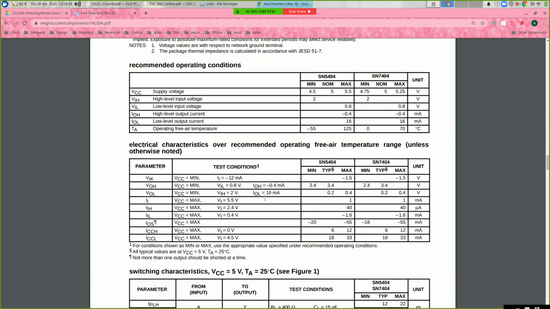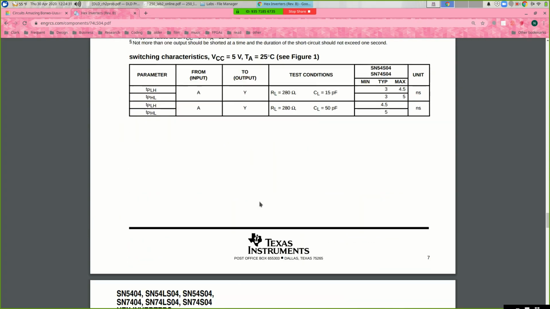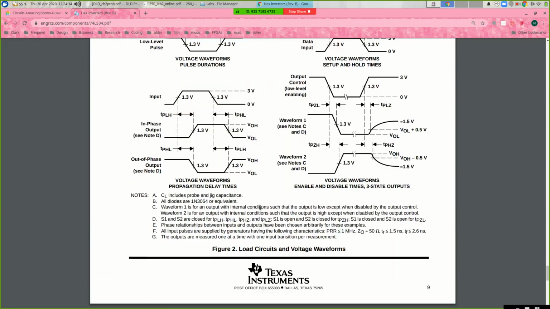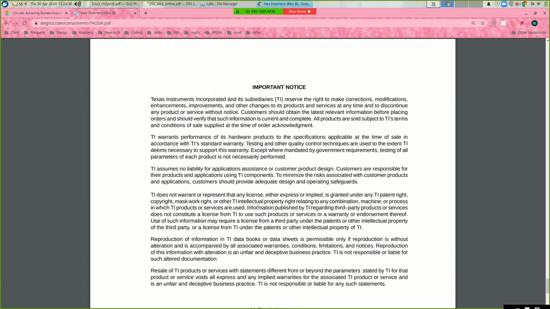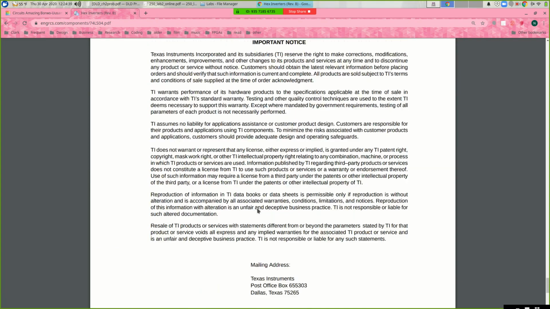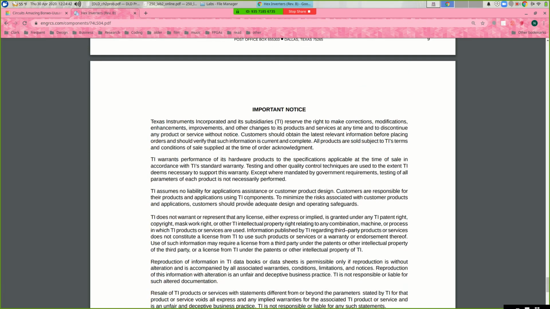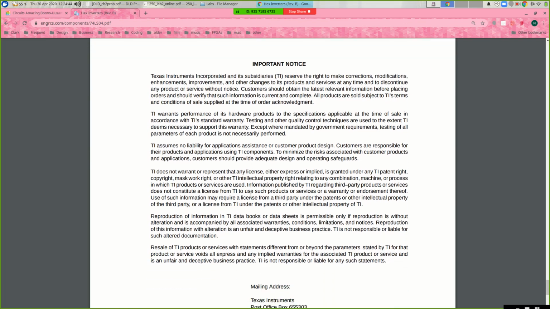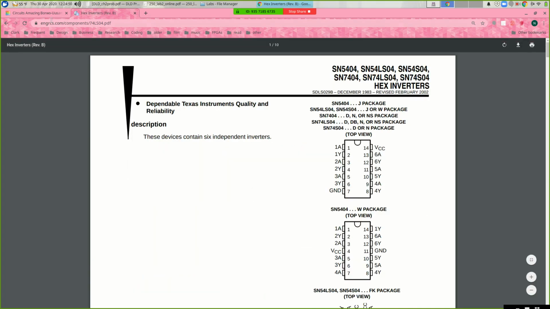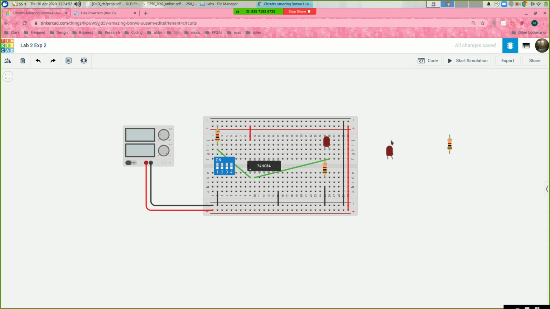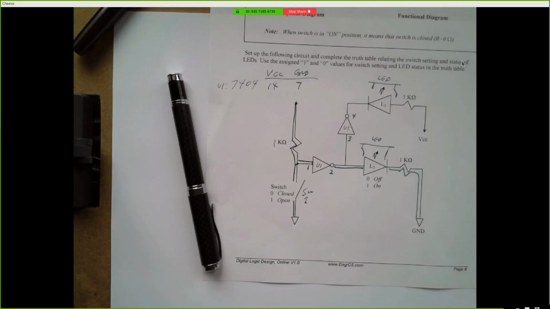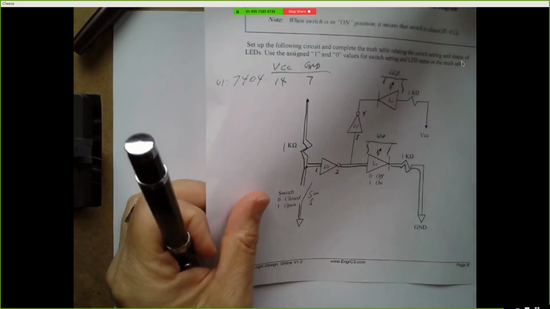So everything you want to know about this device is in this data sheet. And lots of things you don't want to know. Including a disclaimer saying you can't use this for like nuclear weapons and stuff, because they don't claim liability for that. All right, so hopefully that helps, right? With actually, you know, wiring a circuit from a schematic. And let me know if it doesn't, or if there's other questions on that.